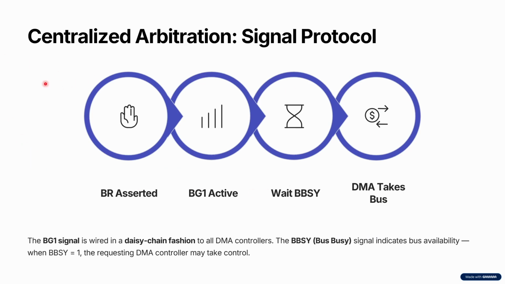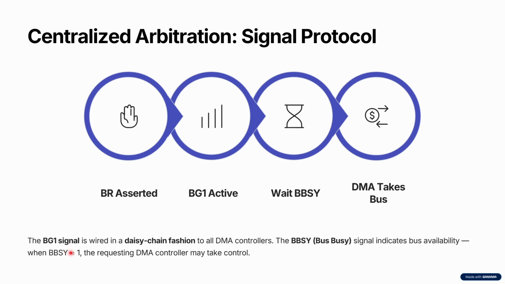The timing diagram shows how centralized arbitration works through the signaling protocol. The timing diagram is always initiated using the signal protocol. Whenever the bus is ready, the bus grant line BG1 is asserted and becomes active, and the bus busy line is checked. When the bus busy line goes to 0, the bus is free and the DMA takes the bus. The bus grant is given to the DMA controller, and it checks whether the bus is busy or not. If it is busy, the DMA cannot take the bus. If it is free, the DMA is allowed to take the bus.